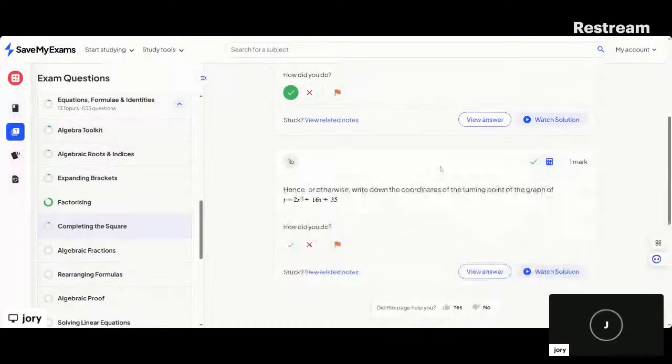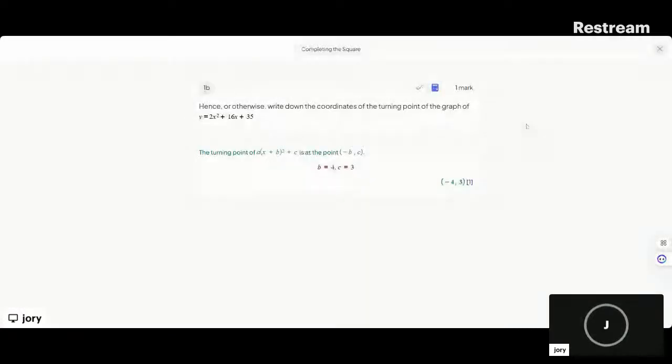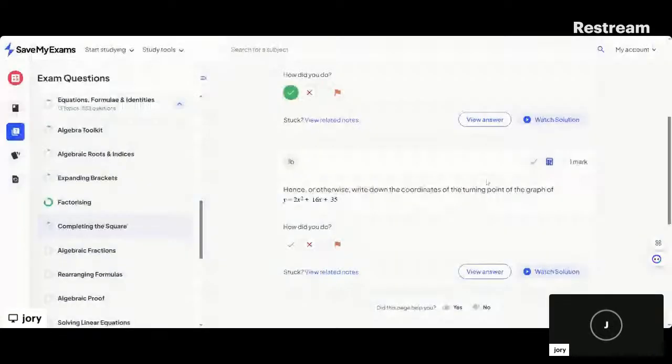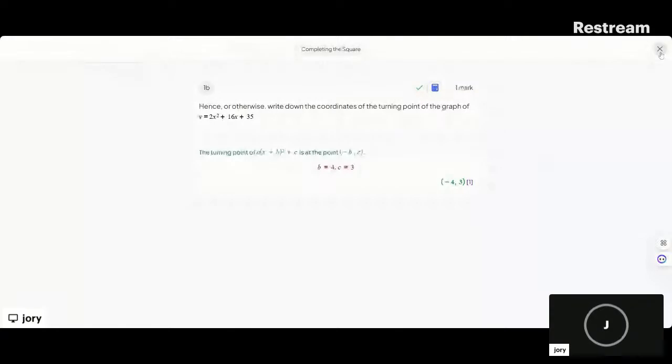How am I supposed to find the turning points? Where the slope equals 0? Oh, okay. Noted to self. I was going to go into calculus and differentiation or whatever. So it's okay when you've got a perfect square. When you've got this form, the point is negative B, C.